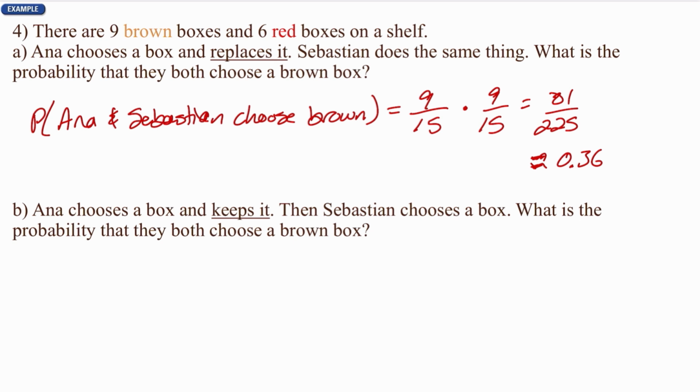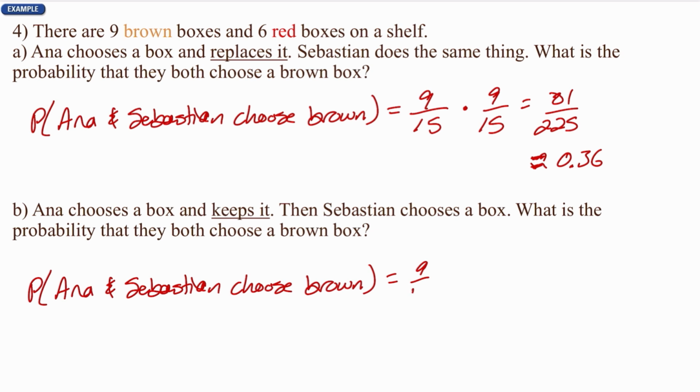Okay, then for part B, Anna chooses a box and then keeps it. And then Sebastian chooses a box, and probably they both choose brown. So we want to write the same notation. So Anna, again, is going to have 9 out of 15, but then she's going to keep that box, and we're going to assume that she has a brown box. And so then that's the probability of both of them choosing brown, right? Is that she has the brown. And so then 72 out of 210, or approximately 0.3429. So you can see the probability went down a little bit when she keeps that brown box.